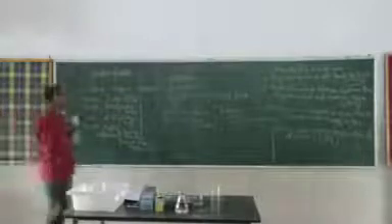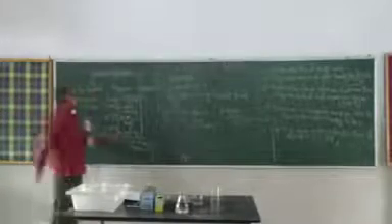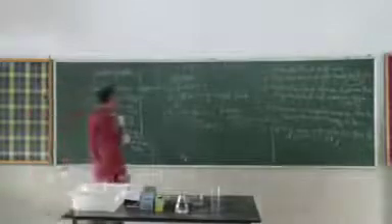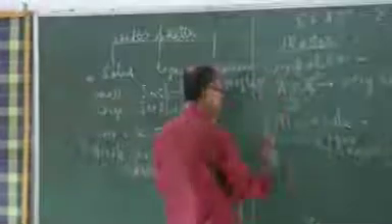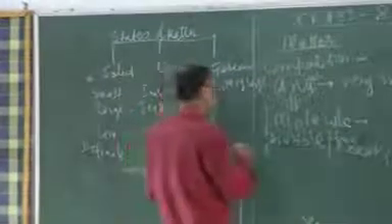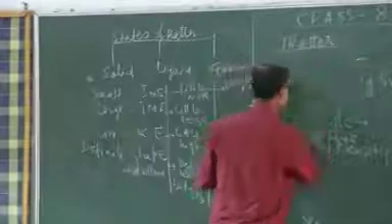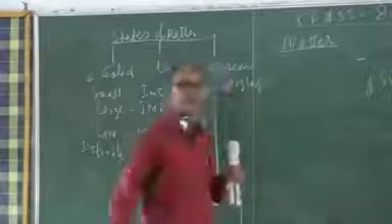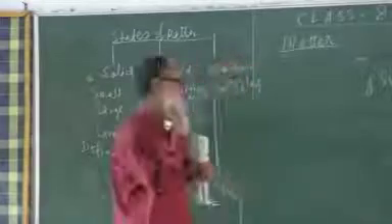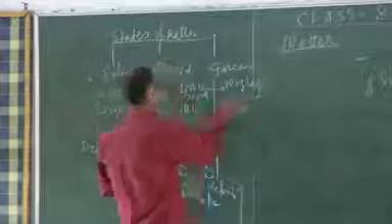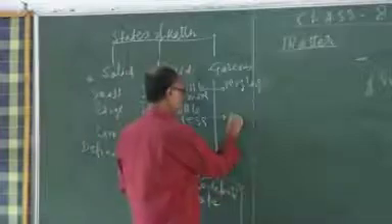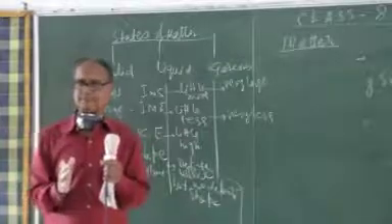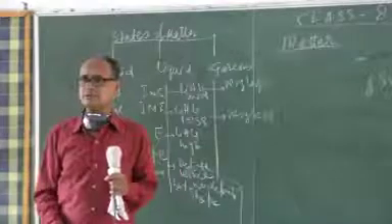In the gaseous state, IMS, intermolecular space, will be very large. So they always have the tendency to fly, the tendency to move away. Intermolecular force will be very less. So they don't want to live together. They want to live apart.